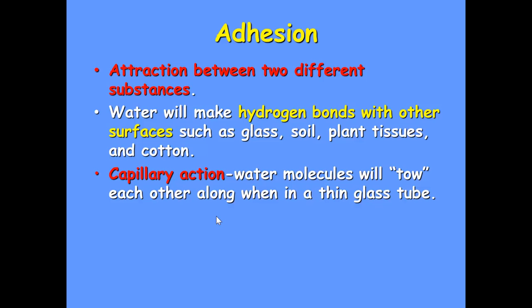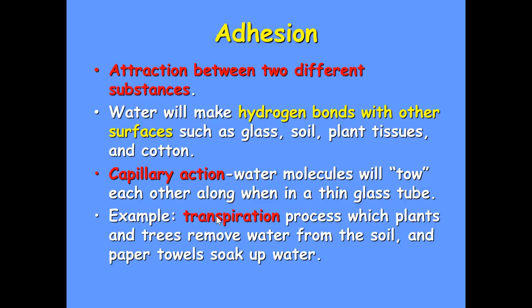Capillary action is when water molecules can tow each other along, like in a thin glass tube, or inside of a plant that you can't see. If you spill a liquid on a counter and let one end of a paper towel touch the water, you can see the water molecules pulling themselves up the paper towel, as if the paper towel is absorbing it. That's an example of adhesion.